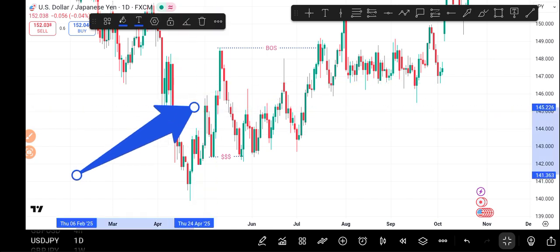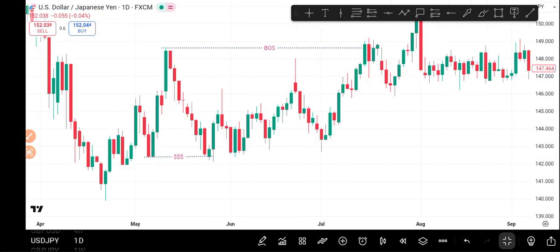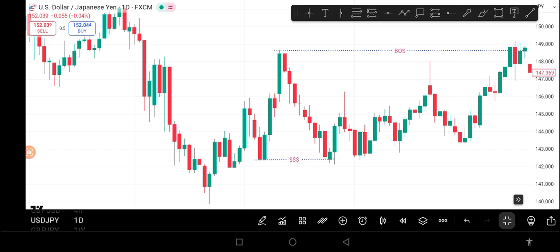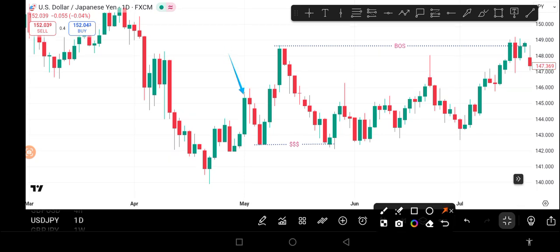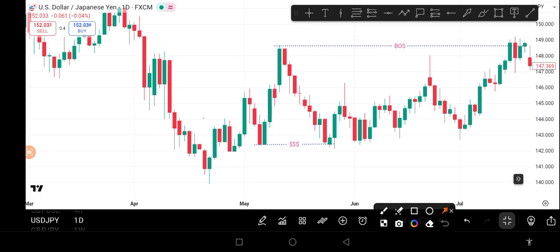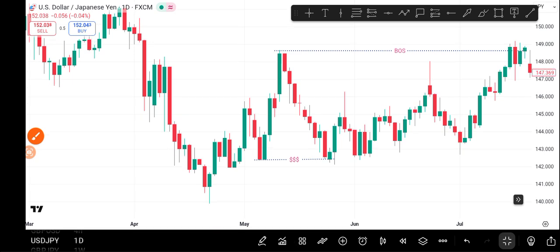What do I mean? Let me mark those inducements, those not valid breaks of structure. Whatever I'm saying is this one. These are not valid breaks of structure. What I mean is this. There is a break of structure at this point, and another break of structure at this point. But these two breaks of structure never swept any liquidity on the impulsive move. This never swept liquidity, and this one never swept liquidity, right? Now I want a valid break of structure to sweep liquidity.